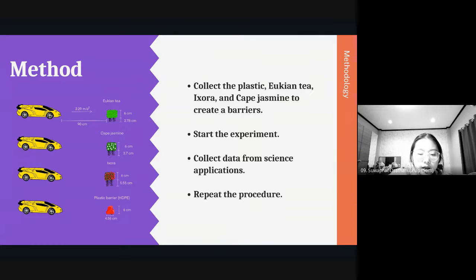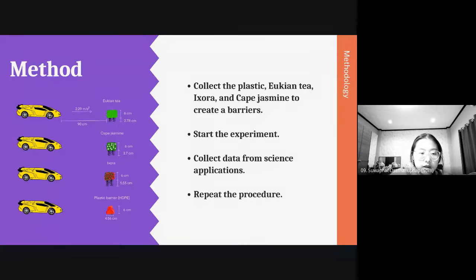So first, we study the characteristics of collision. Second, we collect the barrier materials such as HDPE, plastic, and shrubs. And the third one is designing the experiment, and the fourth is starting the experiment. Then we collect the data from the science application about the acceleration and action force, and repeat the procedure to make sure that the test result is true. Then we collect the data and make the conclusion.